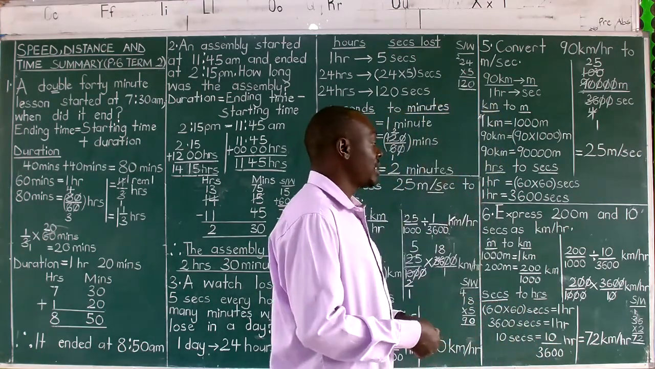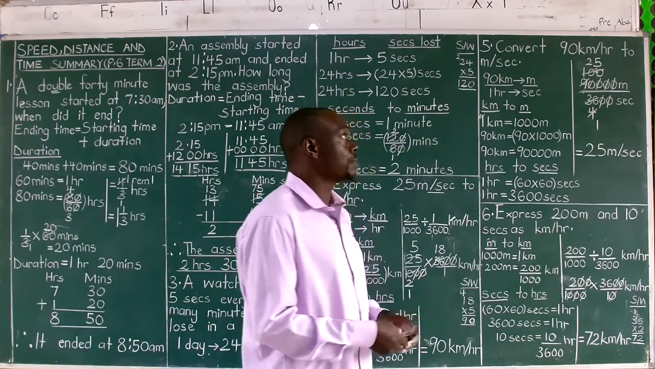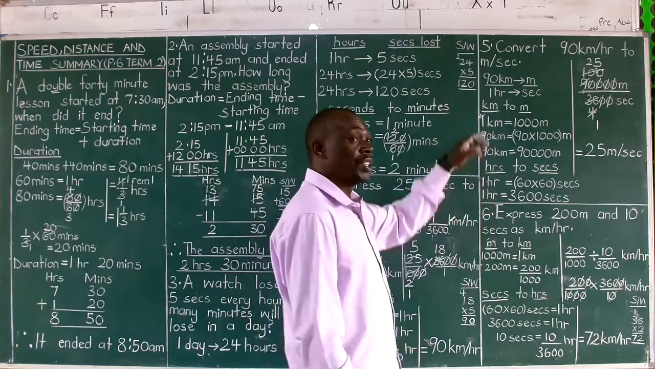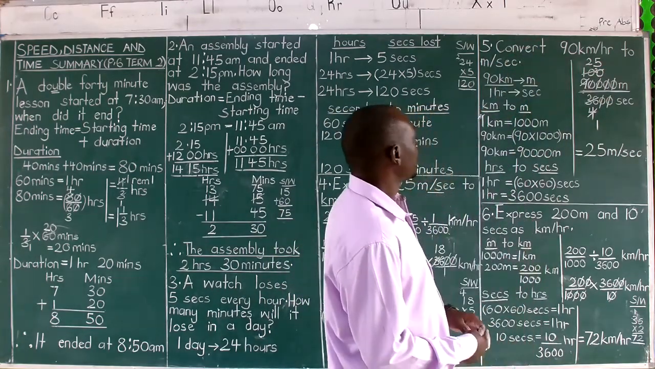So we look at example number 5. This time we are converting from kilometers per hour to meters per second. And so let's read. Convert 90 kilometers per hour to meters per second.